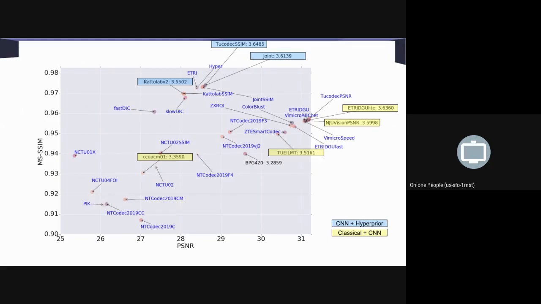What is interesting is to look at the two types of highlights. We have a blue highlight and a yellow highlight. I hope it's yellow. Sorry, I'm colorblind, so I'm not sure. Anyway, I'm going to call it yellow. So yellow ones are essentially methods which have been derived from classical approaches plus a CNN, whereas the blue ones are fully end-to-end CNN plus hyperprior style. And what you might see is that this type of method tends to favor MS-SSIM, whereas classical approaches tend to favor PSNR. And I think this is by design.